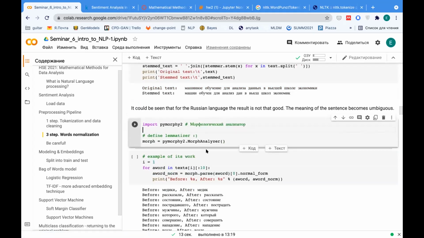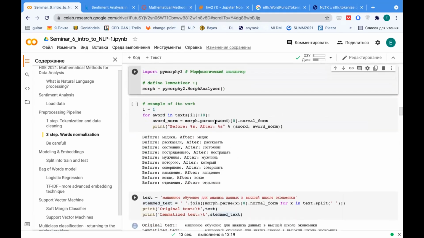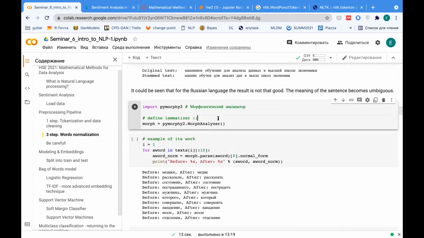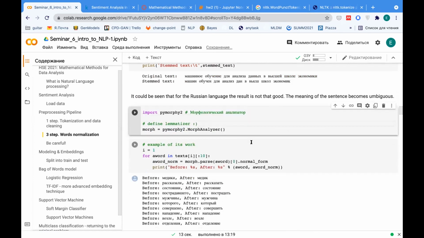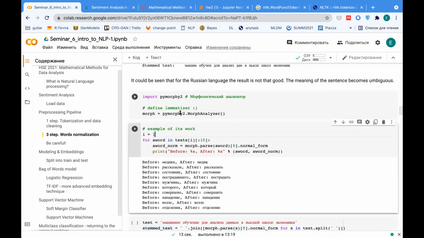But if we use a lemmatizer, we'll have much better results. Here we'll not use NLTK, we'll use a lemmatizer that is suitable especially for the Russian language. It's named pymorphy. You can also use, for example, PyMyStem, I guess, if I remember it right, or some other libraries. And they are much better than using the standard one from NLTK. So it's again a lemmatizer.